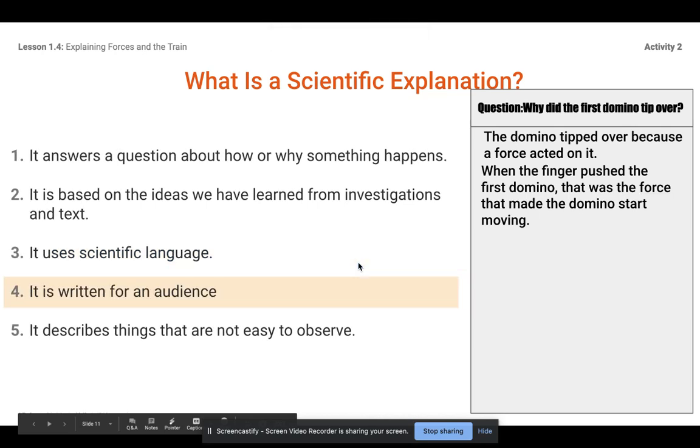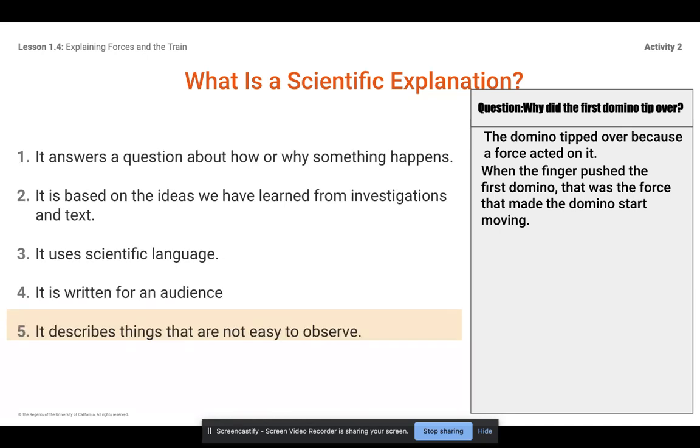It is written for an audience. We know that we're trying to help the people at Faraday not be afraid of the train. So this letter is supposed to help. And it describes things that are not easy to observe. I don't see a force. I'm able to see that my hand pushes an object, but I don't see the force acting.